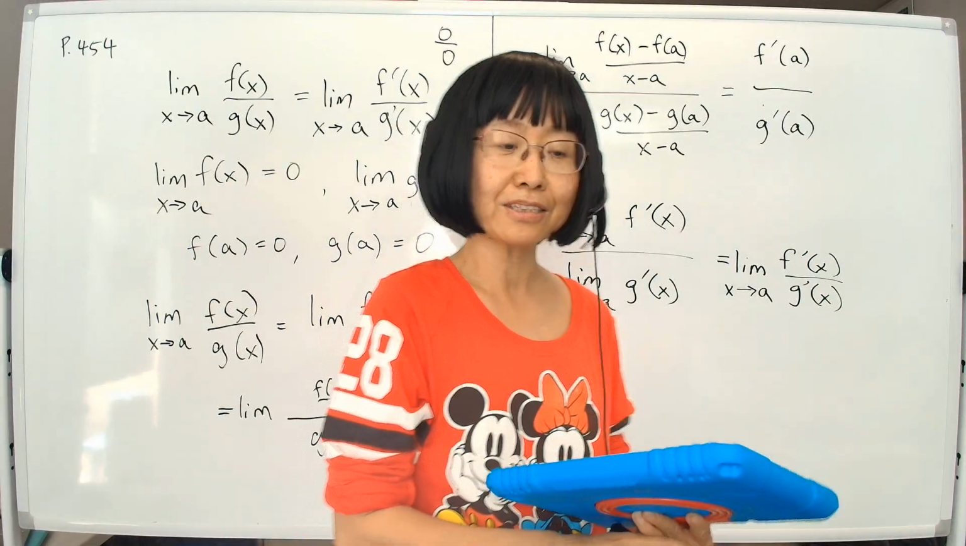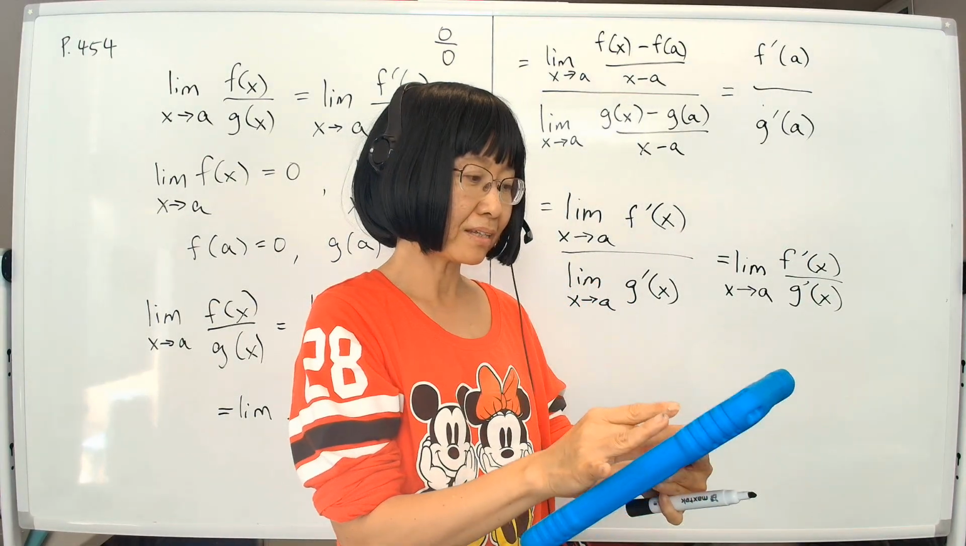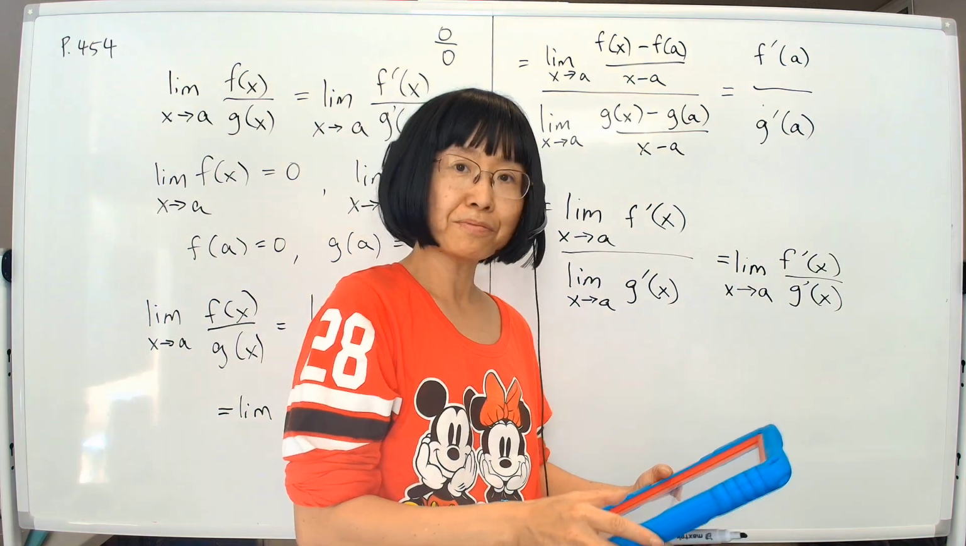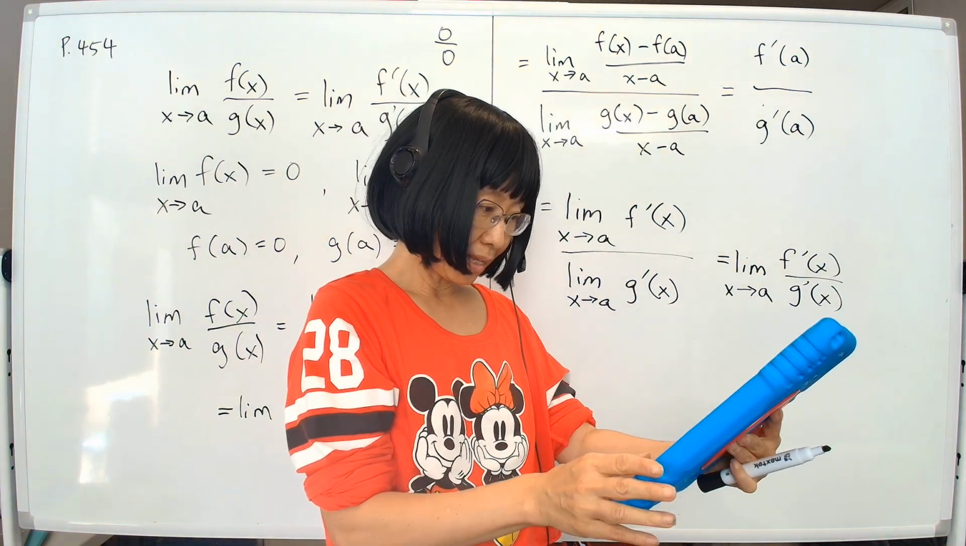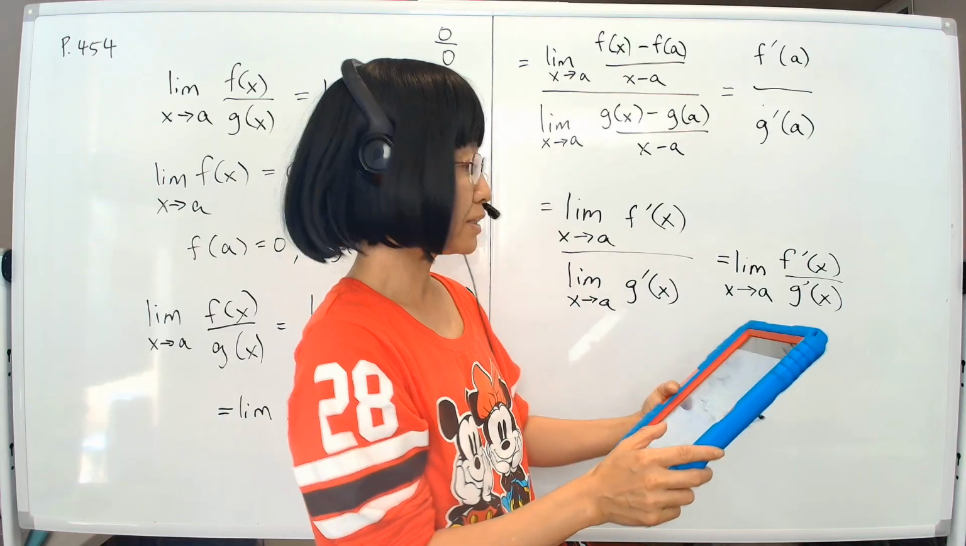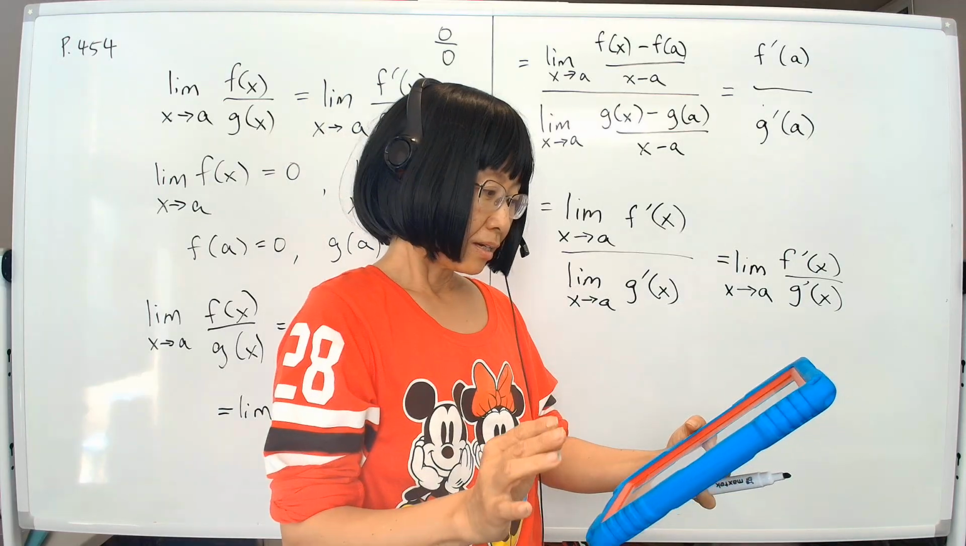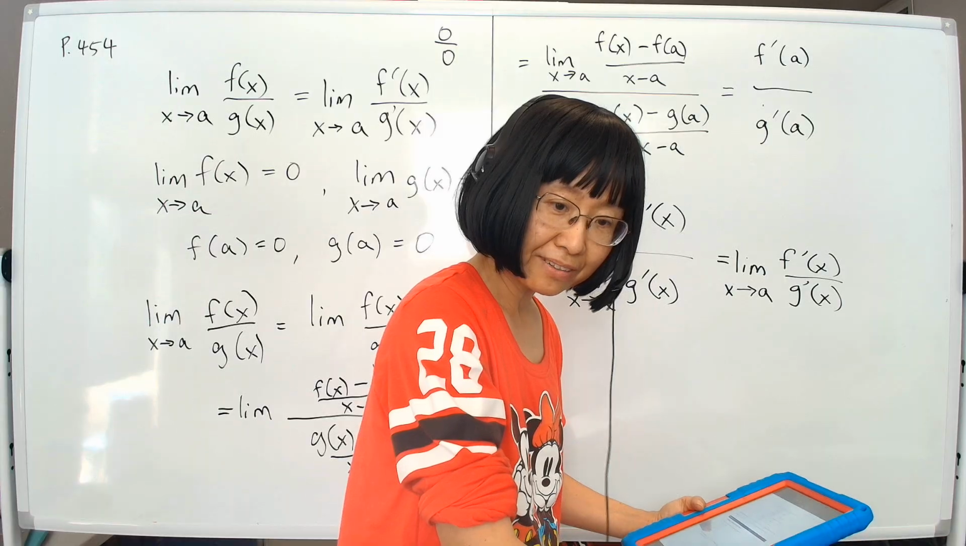So that concludes the proof of a simple case of L'Hopital's rule, when everything's continuous and differentiable. And this is the 0 over 0 case. Okay. Now let me erase the board.